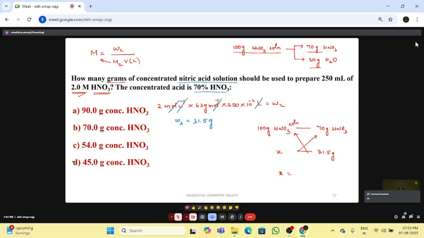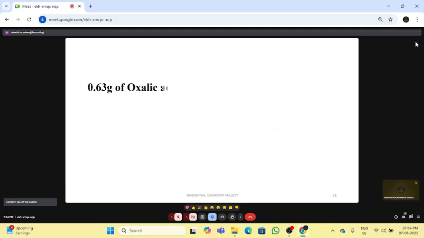Yes, it is 45 gram of nitric acid. Sindhamar Chilvan is right. See, half of 70 is 35. In fact, we need only 31.5. It is less than half, right? So similarly, half of 100 is 50, but we need less than 50. So obviously the answer is option D, right? That's it. Now we'll move on to the next problem.